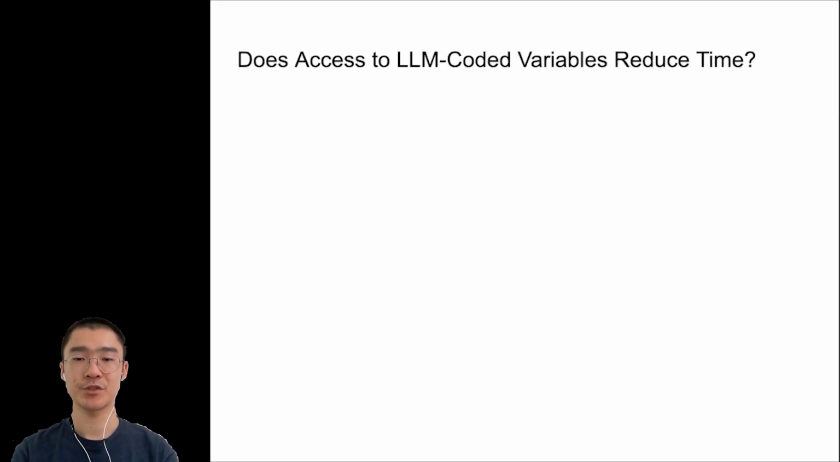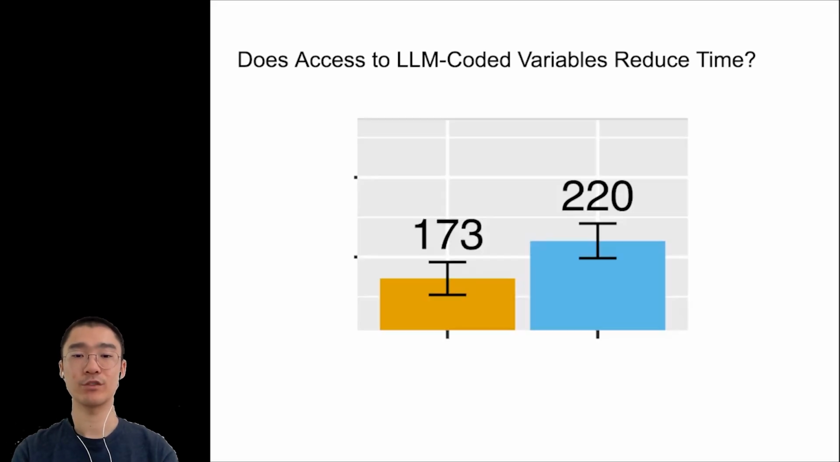And our first research question is whether having access to model-extracted variables reduces annotation time. And the answer is positive. Overall, having access to those variables reduces 25% of annotation time. When humans and models find identical articles for an event, the time reduction is 47 seconds.